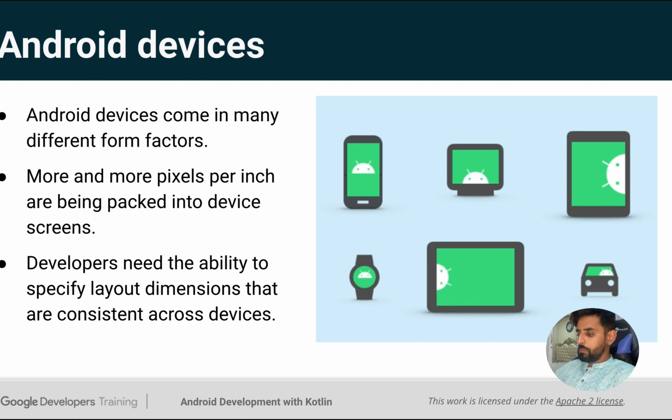So first thing is, as you know, Android has a lot of devices that come in many different screen sizes, screen designs and so on. So Android can have different kinds of screens. Let's say they have phones, tablets, watches, and Google Auto.